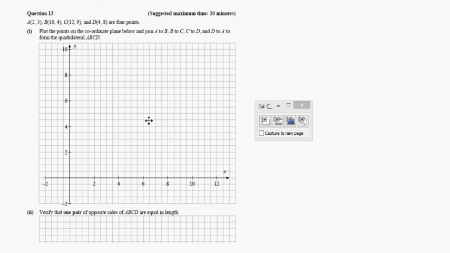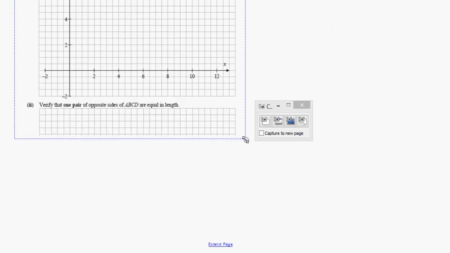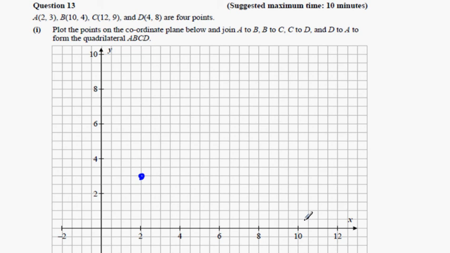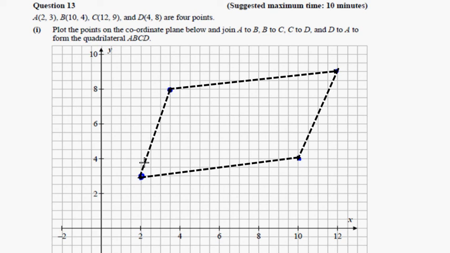Question 13. The points 2, 3, 10, 4. So 2, 3 being here. 10, 4 being there. 12, 9 being here. And then finally 4, 8 being here. We can see we're just after constructing a parallelogram, like so. And it says plot on the coordinate plane A to B, B to C, C to D. So we have A, B, C, and D.